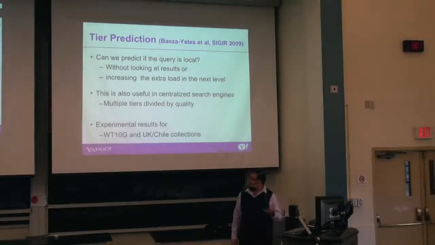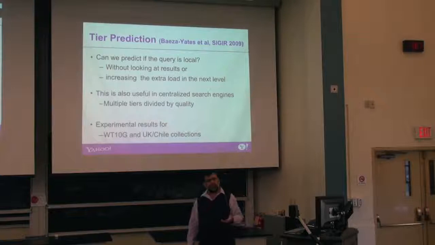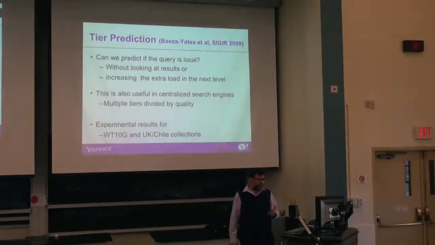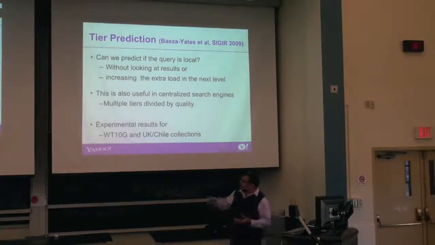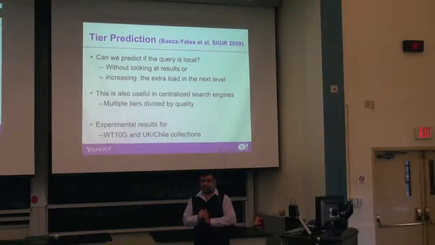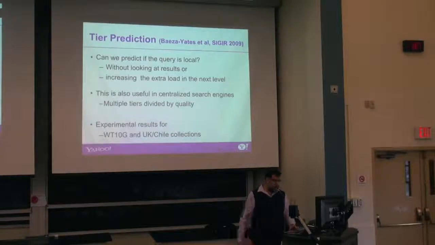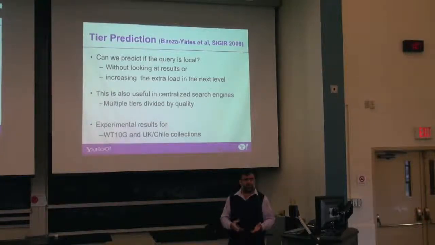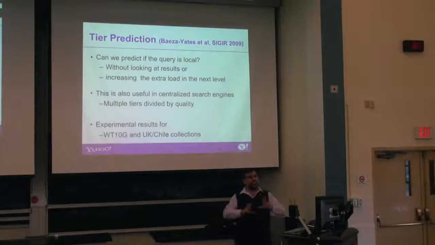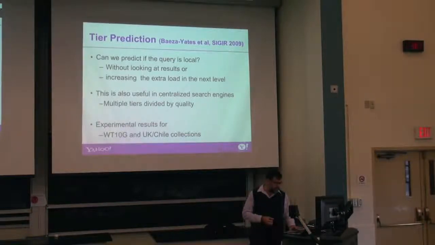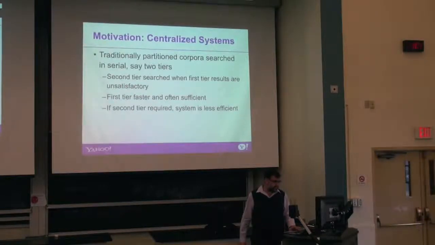And then we said, okay, can we predict if the query is local? And we have this tier prediction paper. So we want to predict if the query is local without looking at the results, and also without increasing the extra load in the next level. And you will see why. This can be applied to centralized search engines, for example, search engines that have 2 indices, one good, fast index, and one bad, big index for the rest, and also in distributed settings.